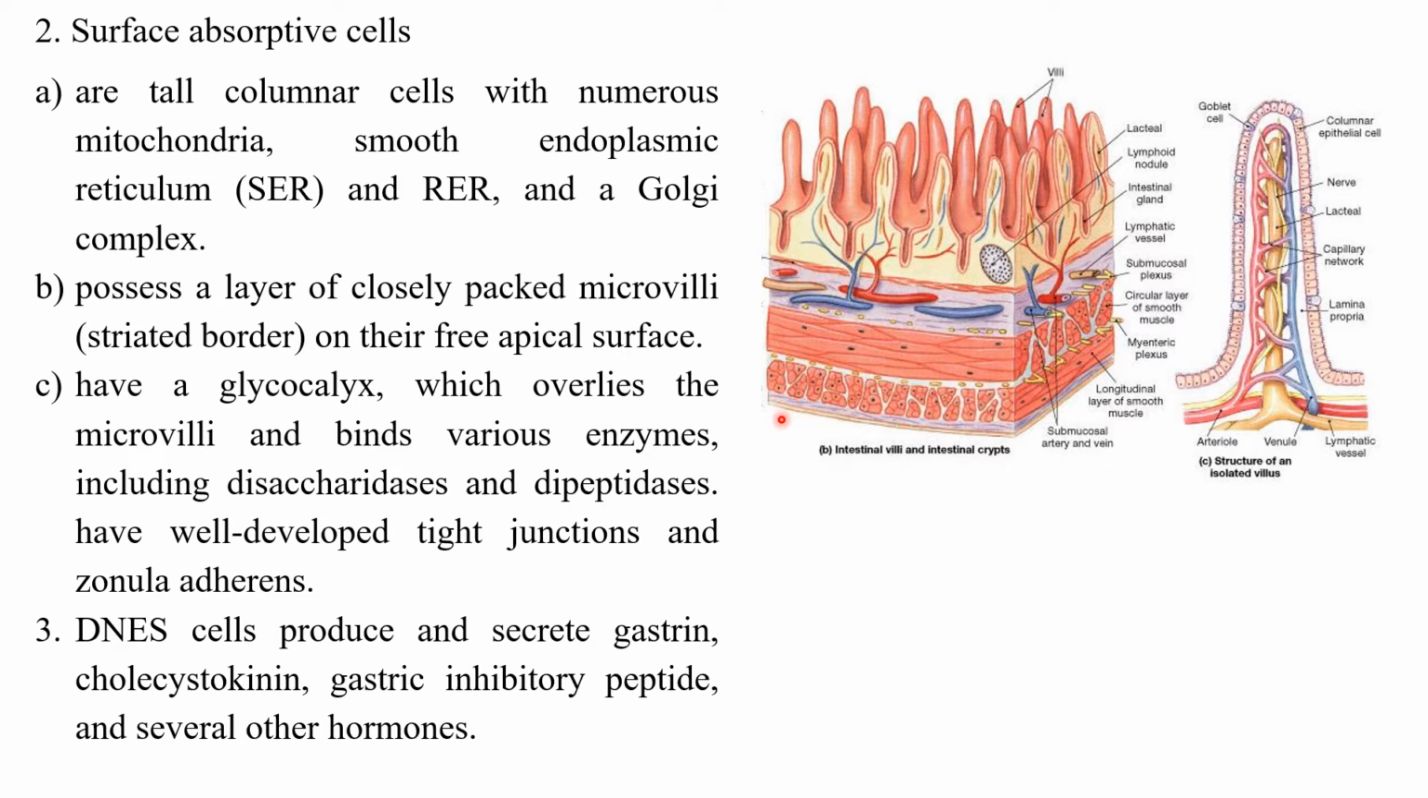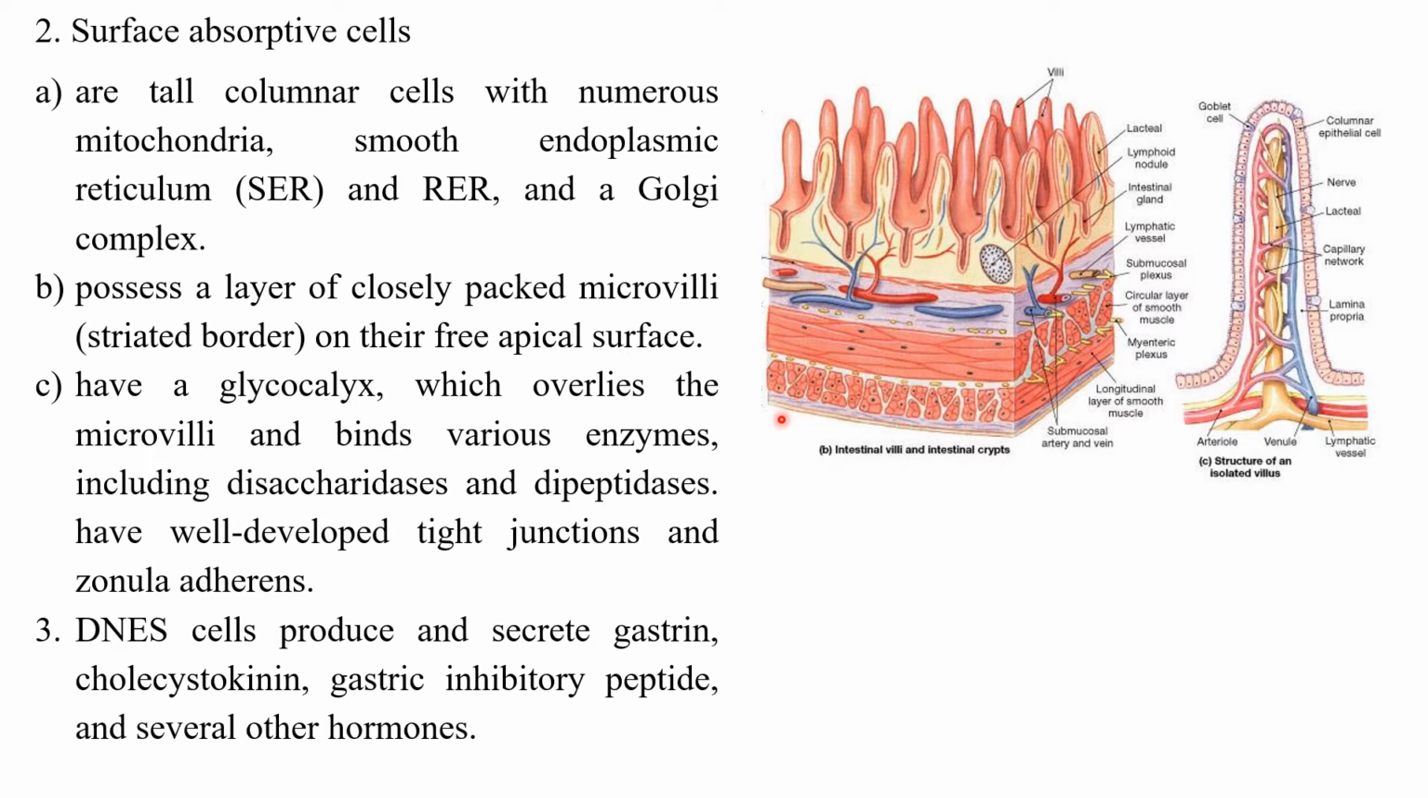These surface absorptive cells possess a layer of closely packed microvilli with a striated border on their free apical surface. They have a glycocalyx which overlies the microvilli and binds to various enzymes including disaccharidases and dipeptidases, and have well developed tight junctions and zonula adherens.